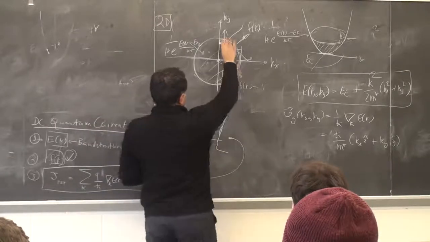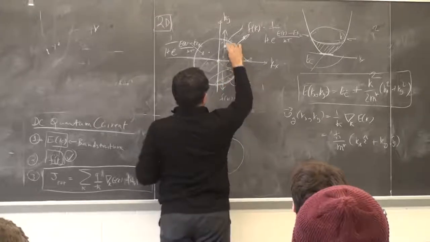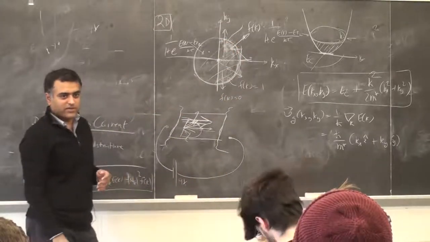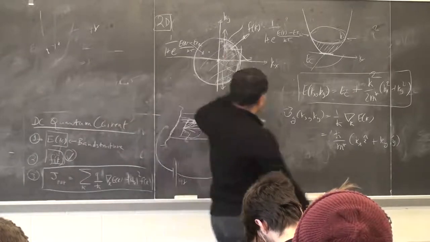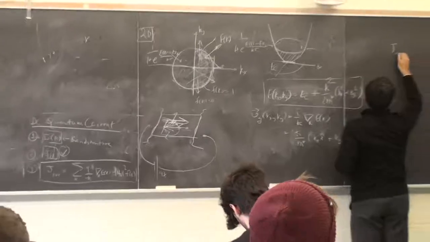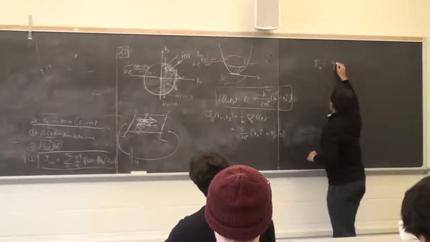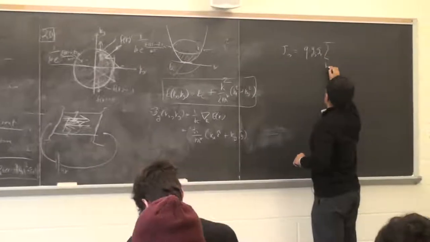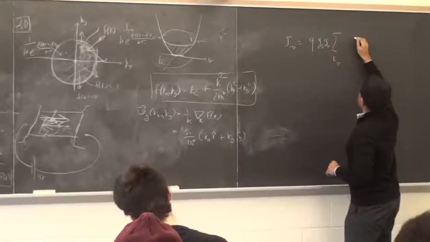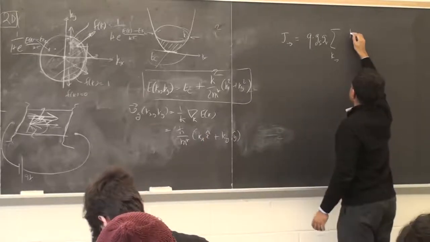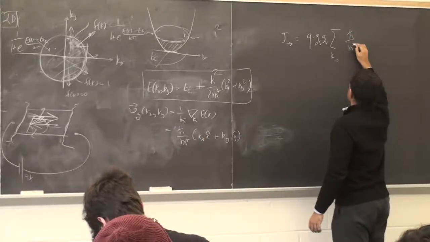But what I'm trying to say is, let's say I ask you the question, just find the current due to only the right going states. That's a very well-defined question, no problem, right? You can find it. And how do I find it? I will take this expression and say, again, I'm going to find the current going to the right is Q times the sum over all k going to the right of the group velocity. I just found the group velocity, h bar k over m star.